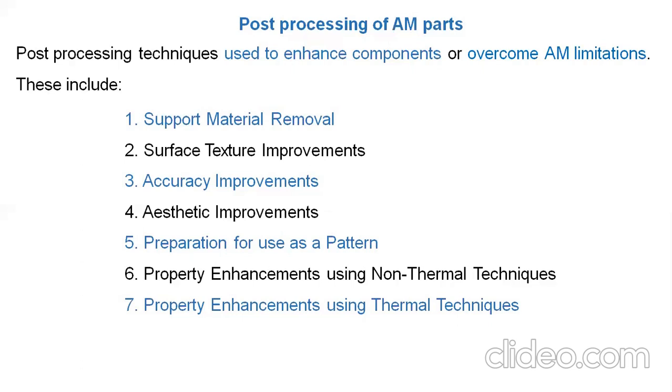First step is support material removal. We have to remove the support material. Then second, surface texture improvements. Third, accuracy improvement. Fourth, aesthetic improvements. Fifth, preparation for use as a pattern. Then sixth, property enhancement using non-thermal techniques. And seventh, property enhancement using thermal techniques. These are the total 7 techniques, which are 7 steps, which are important in the post processing of the additive manufacturing process.